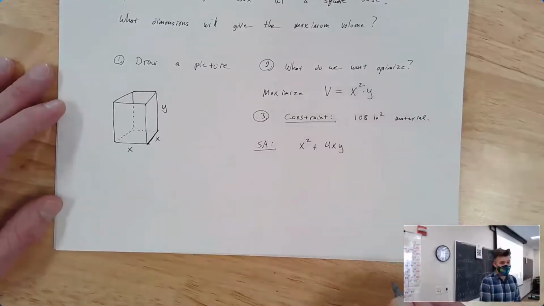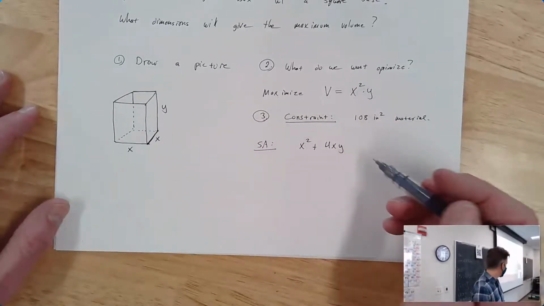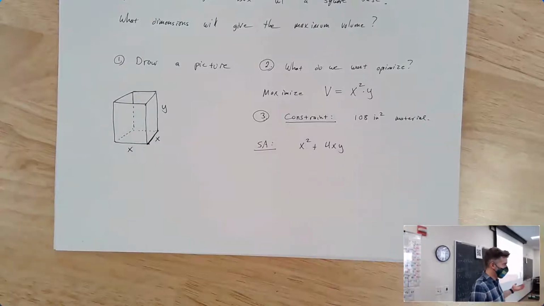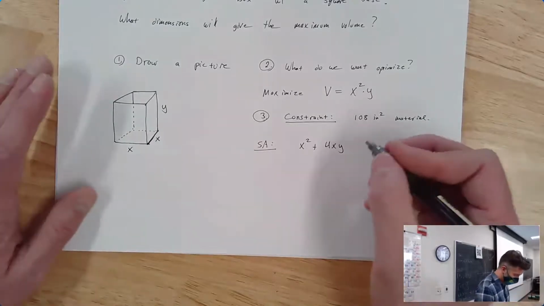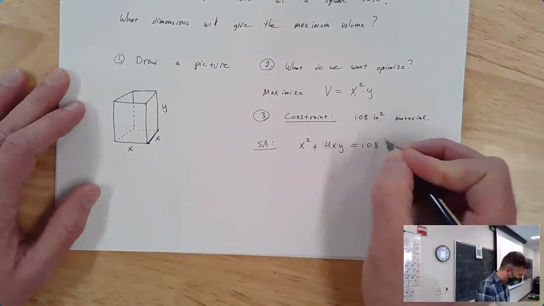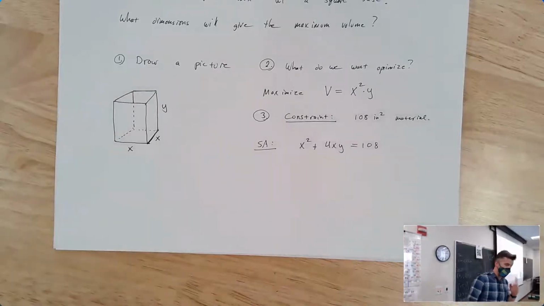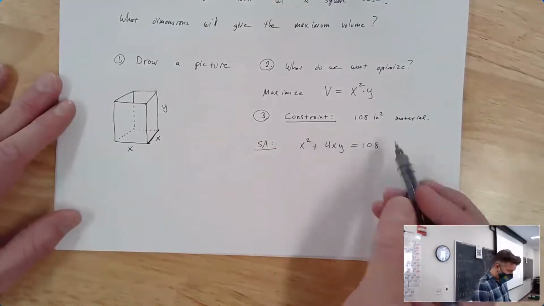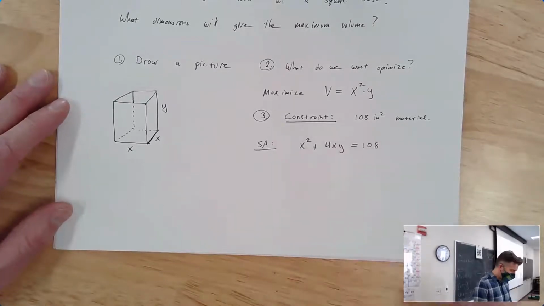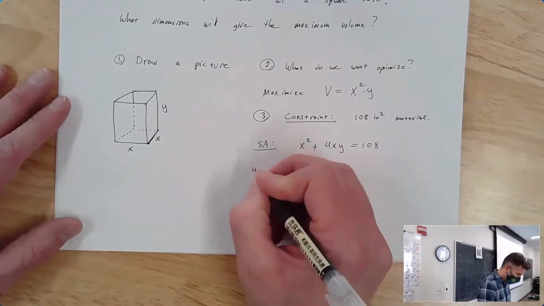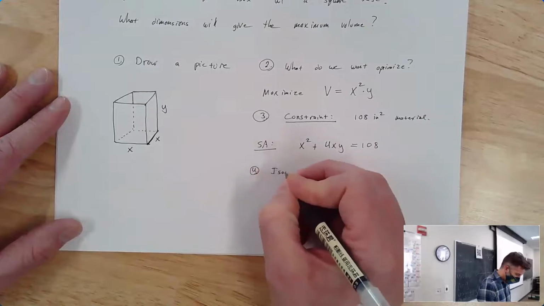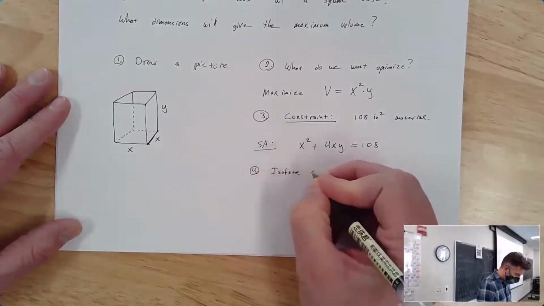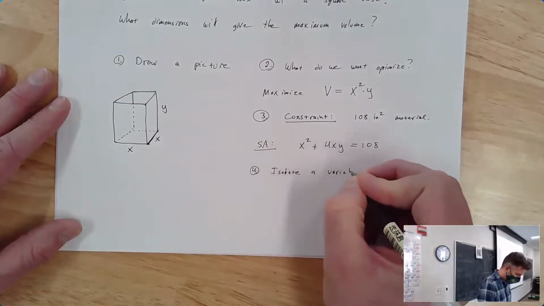And we know that the surface area could be less than 108, but we want to make it as voluminous as possible, so we're going to set it equal to 108. It's almost always the case that if they say you can use up to this much material, you should use all of it to get the most of what you're trying to get. So that's my constraint. And then typically what we do is we isolate a variable in the constraint.